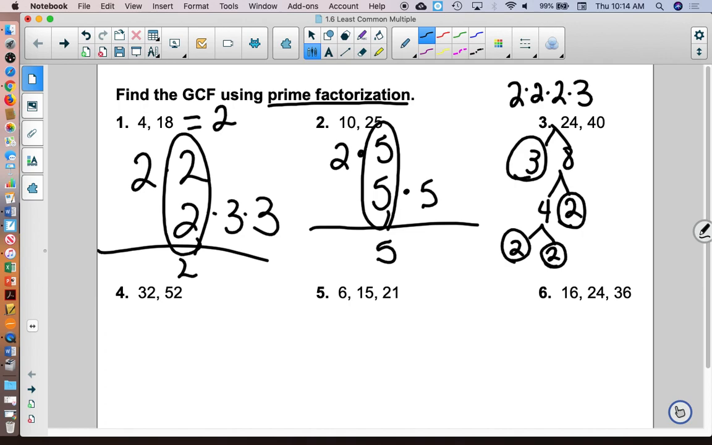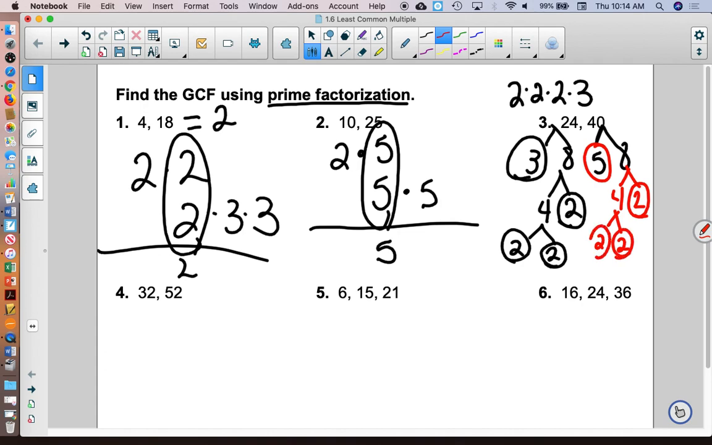Mr. Bryson. 5 times 8. 5 and 8. Bryson, are either one of those prime? Yeah, 5. 5 is prime. I'm going to bring my branches off of the 8. What are the factors of 8? Mr. Brett, what are the factors of 8? 4 and 2. Is either one of those prime? 2. Circle it up. What are the factors of 4? Alexis? 2 and 2. Are they both prime? Yes.